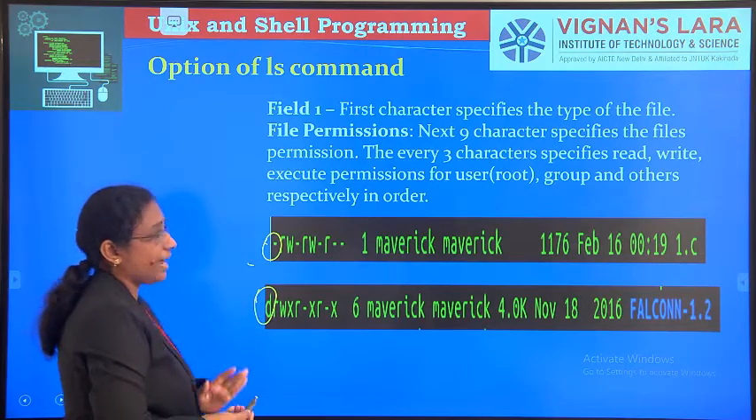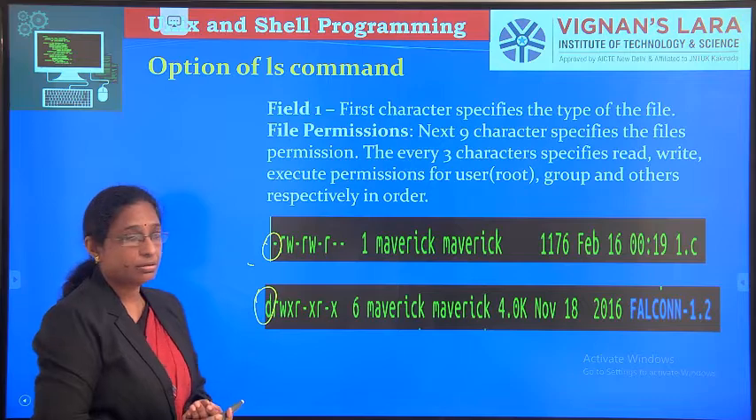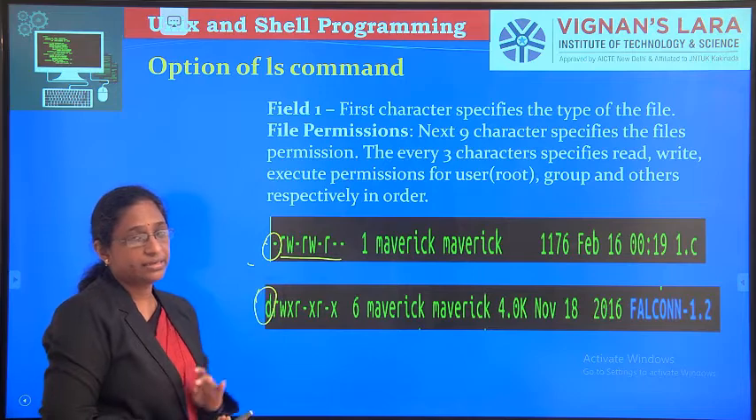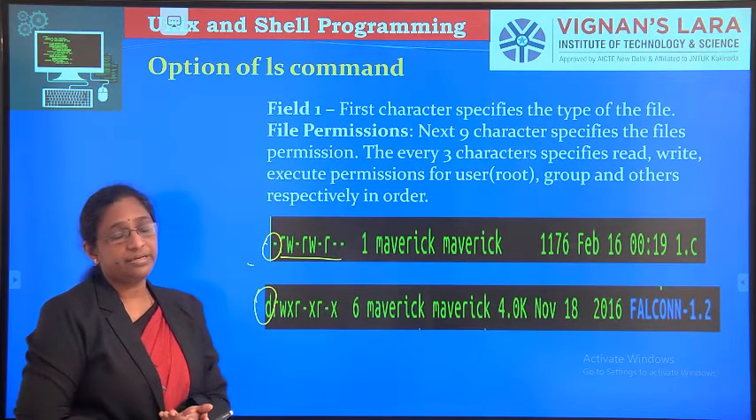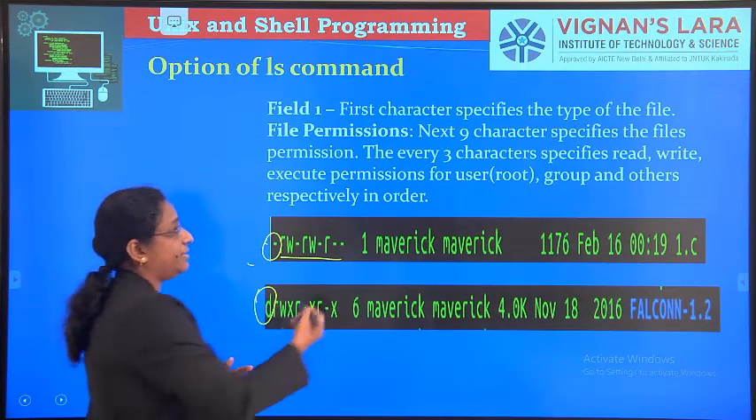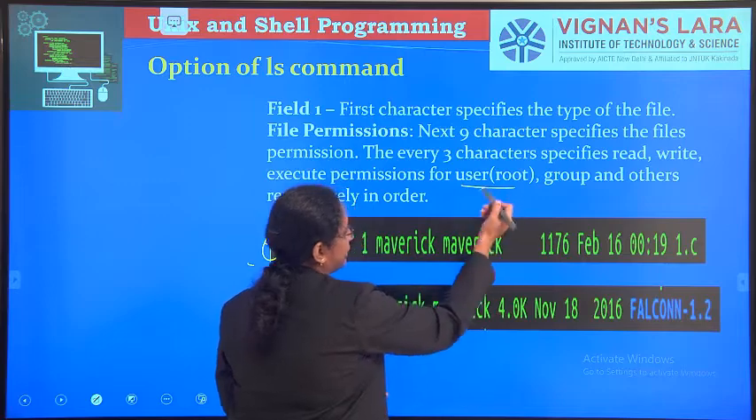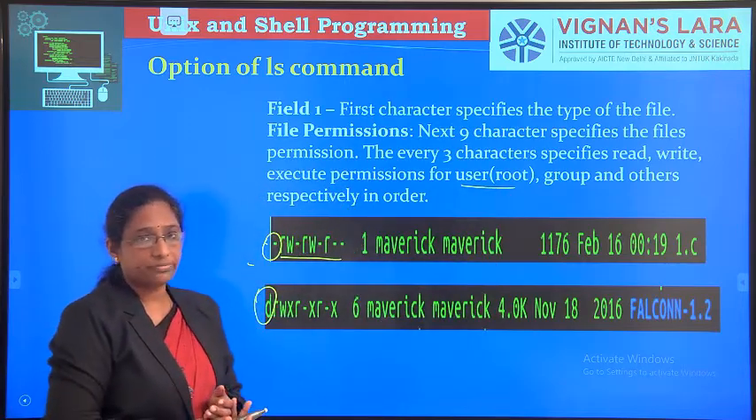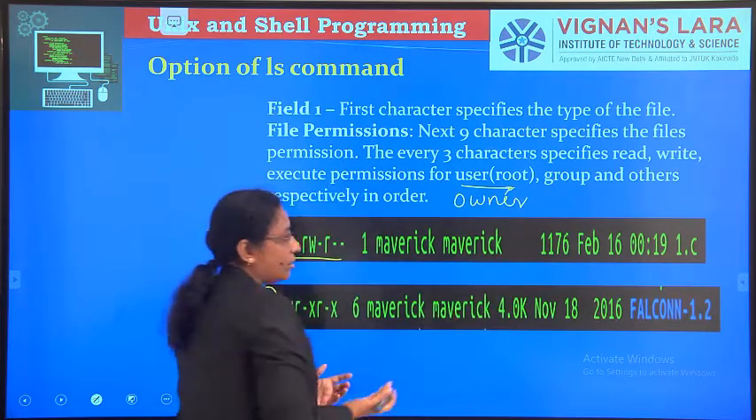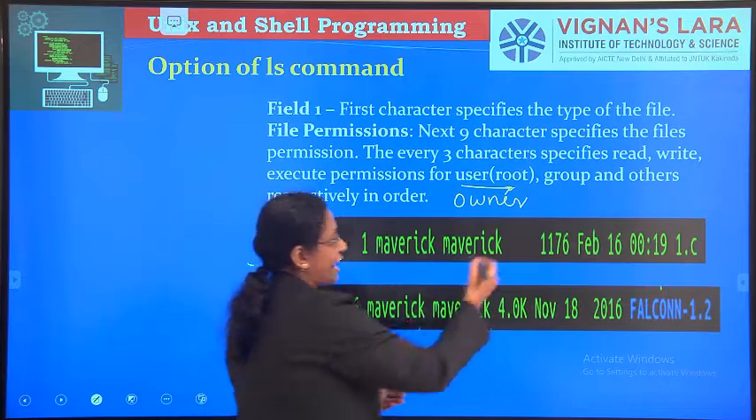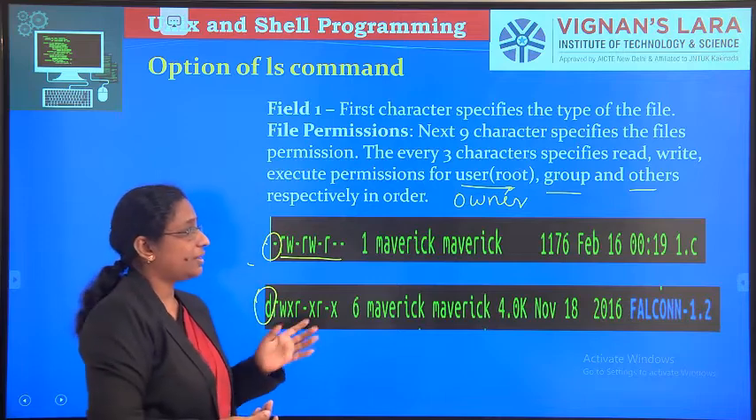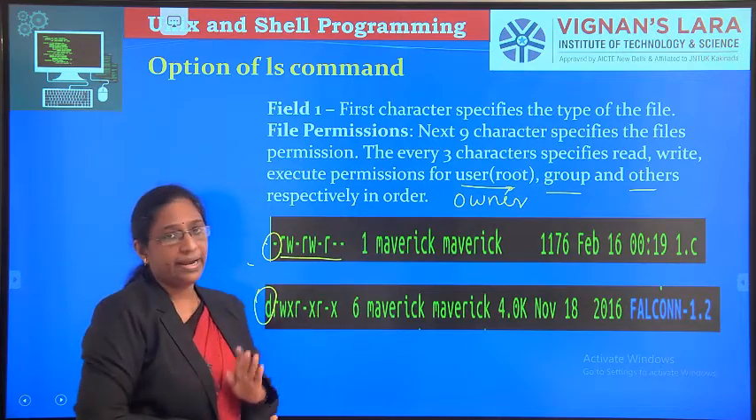Similarly, we have file permissions also. After the first character we will have 9 characters, where these 9 characters specify the read, write, execute permissions. Already we have said there are 3 types of users here. We have the owner of the file, also called root or user. Similarly, we have another category, group, and the third category is others. So: user, group, and others.